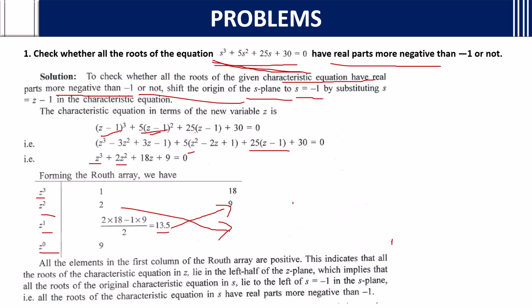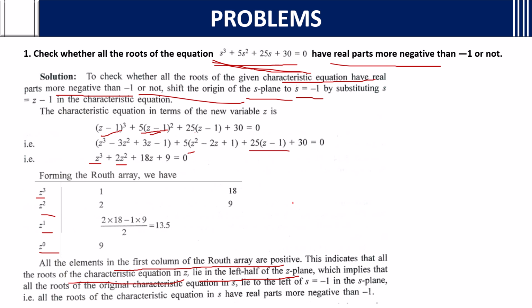So if you see, all the elements in the first column of the root array are positive. This indicates that all the roots of the characteristic equation in Z lie in the left half of the S-plane. In Z, the characteristic equation in terms of Z, all the roots lie where? Left half of the S-plane. Why? Because all the first column values are positive.